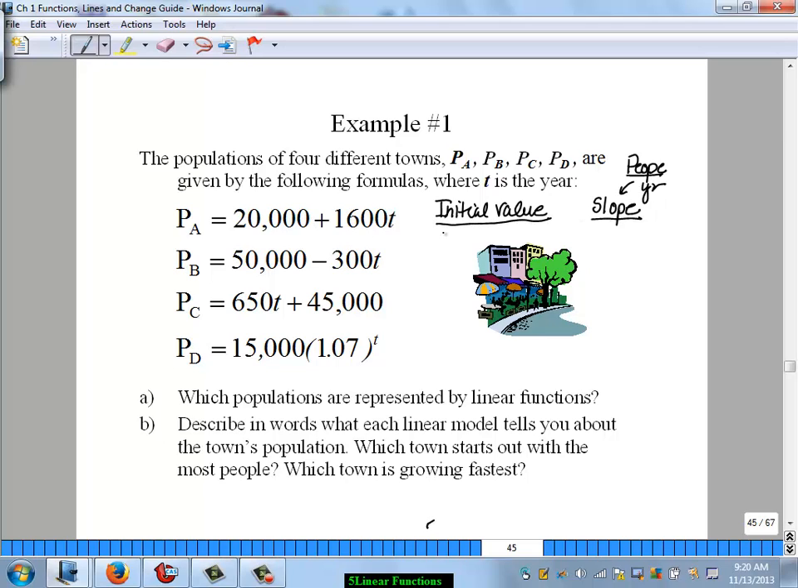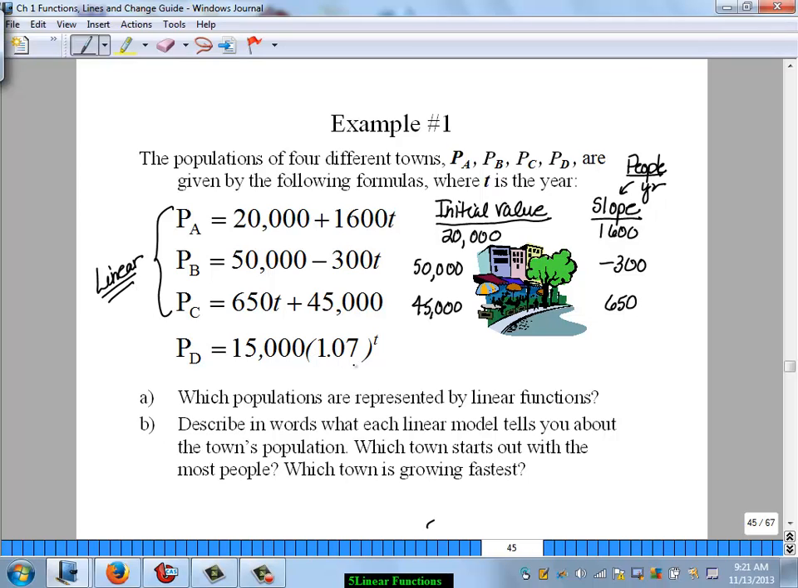So my initial value for this first one is this town started at 20,000 people, and it's growing 1,600 people per year. Okay, so it's people per year. This town started at 50,000 people, and this one is decreasing 300 people per year. So this town is getting smaller. This one we've got in a different order, but this one starts at 45,000 people and it's growing 650 people per year. So these three are linear functions because it's a constant rate of change and it's going to be a straight line if we graph it.